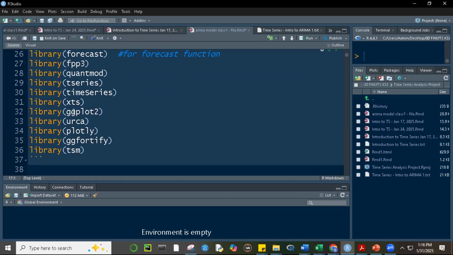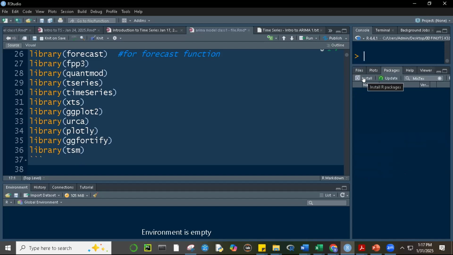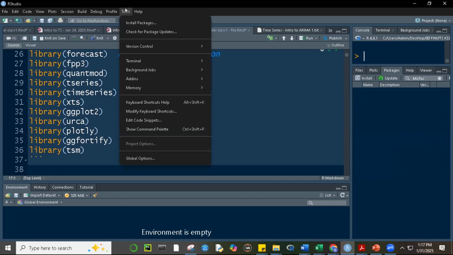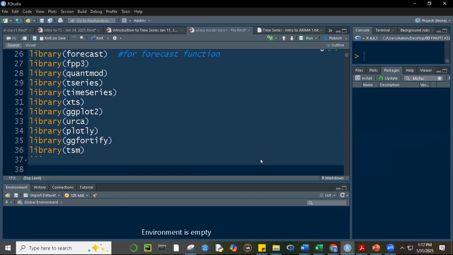Okay, because this assumes that these packages are already installed in your computer. If not, then you'll have to install that particular package. The others will load already, but those that are not yet currently installed in your computers will have to be installed. And you know how to install it. You can use the code command install.packages, or you can just go here to packages and then install, or go here to tools and then install packages. So many ways to install packages.